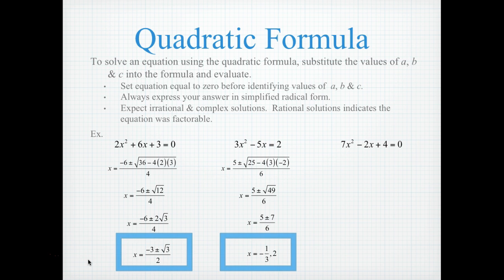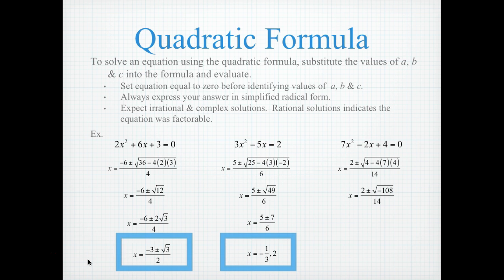We have 7x squared minus 2x plus 4 equal to 0. My equation is equal to 0, so I already have true values of a, b, and c. So I take a is equal to 7, b is equal to negative 2, and c is equal to 4. Substituting those values into the equation and doing my preliminary evaluating, we get 2 plus or minus the square root of 4 minus 4 times 7 times 4, all over 14.